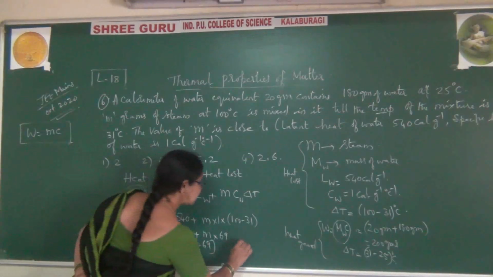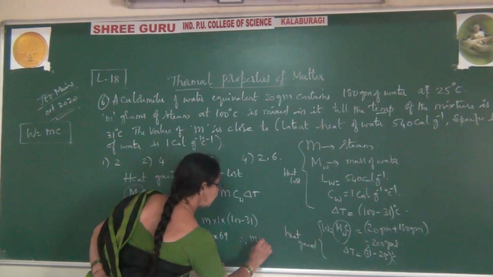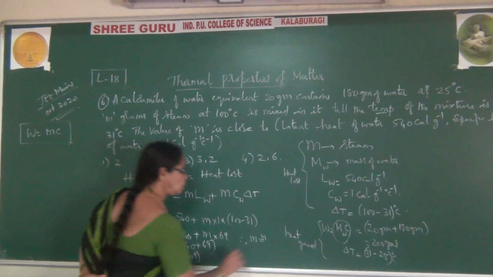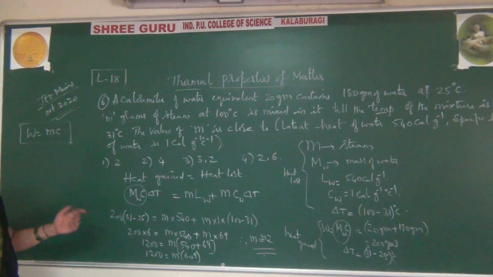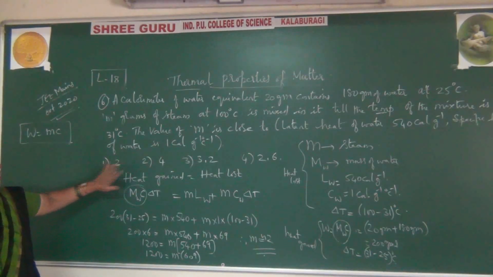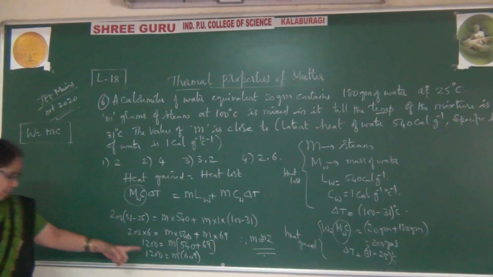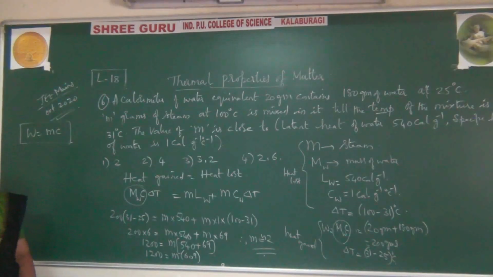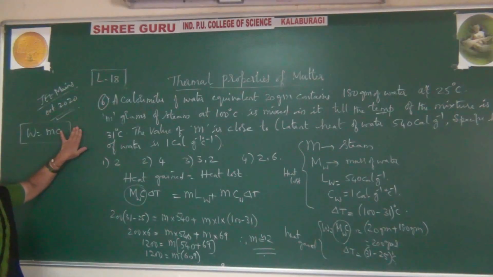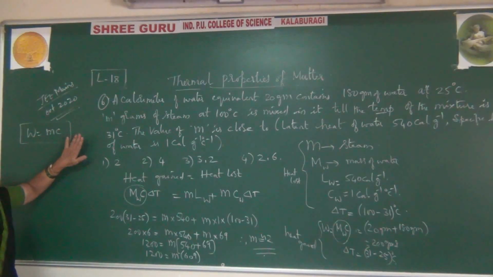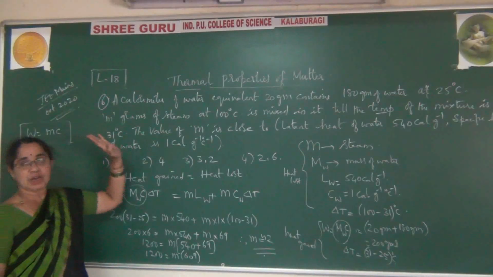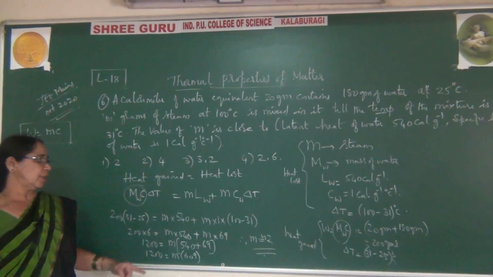Therefore M is approximately 2, because 609 is nearer to it, slightly equivalent to 2. So hope you understood how you got the answer here. By equating this you get M equal to 2. This was given in JEE Mains this year under the 1 October schedule. It is a 4-mark objective question. The same calorimetry concept we are using here: heat gain is equal to heat lost.